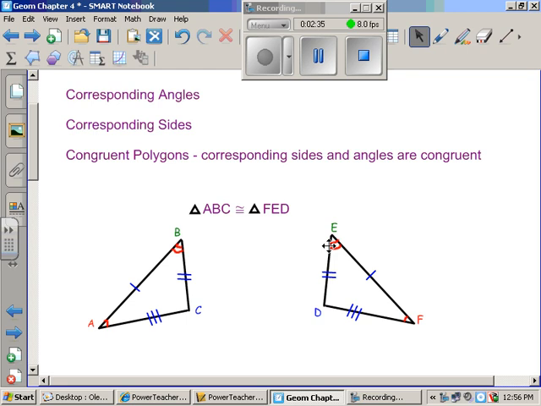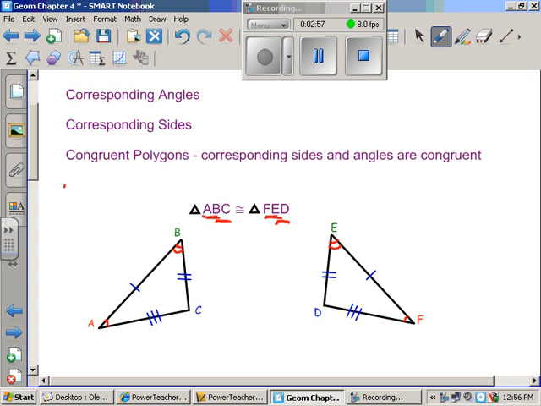Like we said, AB and EF are corresponding sides. So here's AB, and here's EF. They're both the first two. Okay, then BC goes with ED. BC is the second two, and ED is the second two over there. So all the angles, all the sides match up.